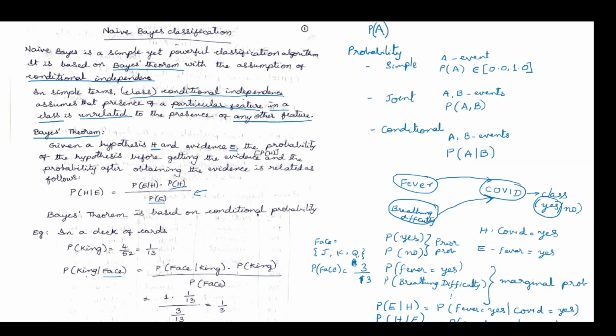We have already calculated the probability of king to be 1 by 13. P of face given king is, given that a card drawn is known to be king, then its probability of being a face card is 1. So a king card is always a face card too. So substituting these values into the equation, we get P of king given face to be 1 by 3. So this is how we will use the concept of conditional probability to evaluate the Bayes' theorem based equation.